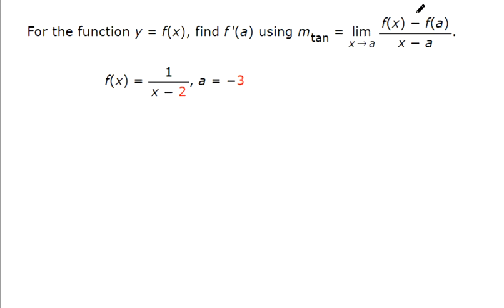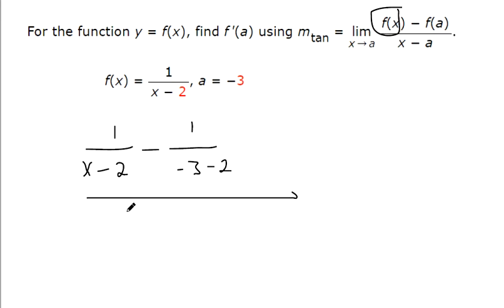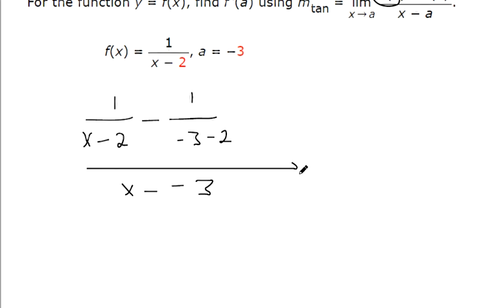Okay, so we can just plug in what f of x is into the formula. It's just going to be some rational expressions we've got to work with. Plug in 1 over x minus 2 for f of x. And then f of a means you're supposed to plug in a for the letter x. So I've taken care of the top part of this formula. Now the bottom part's nice and easy. It's just x minus a. Just watch out for the double negative there.